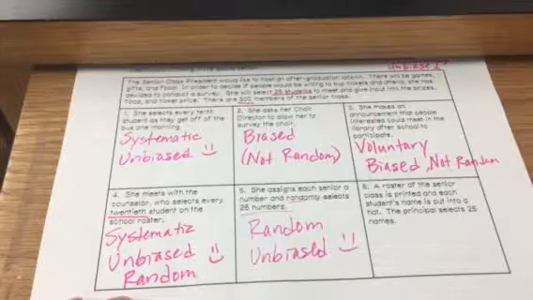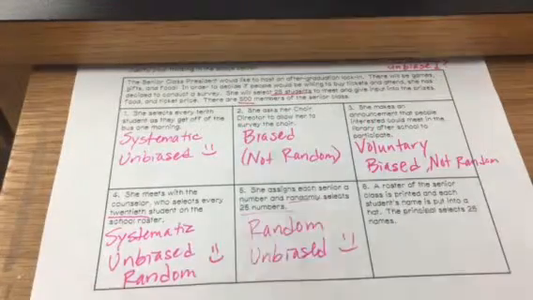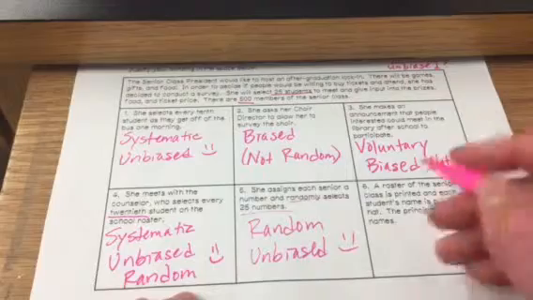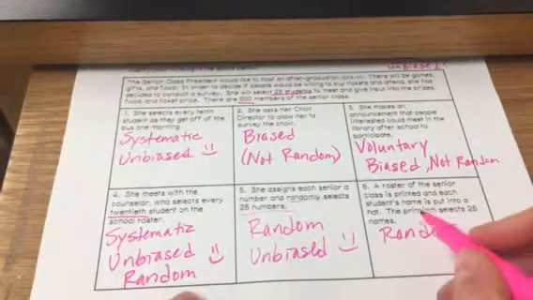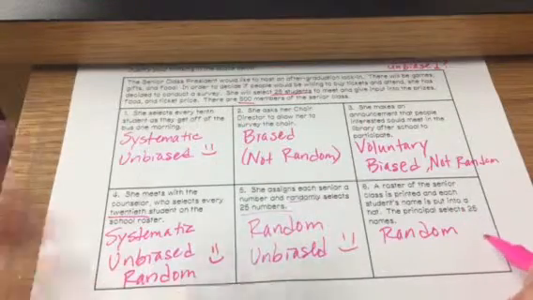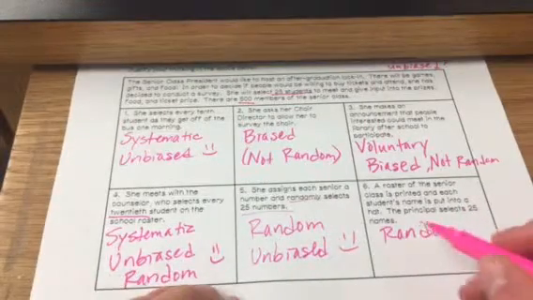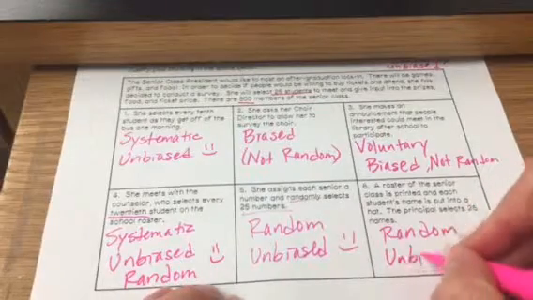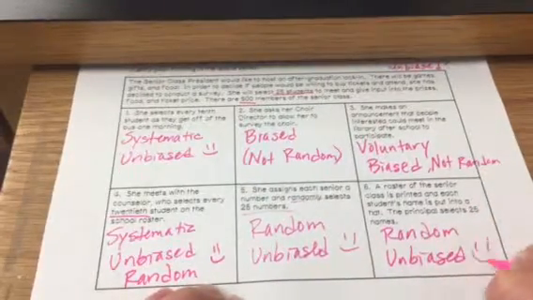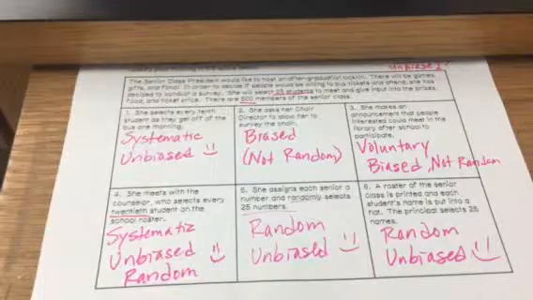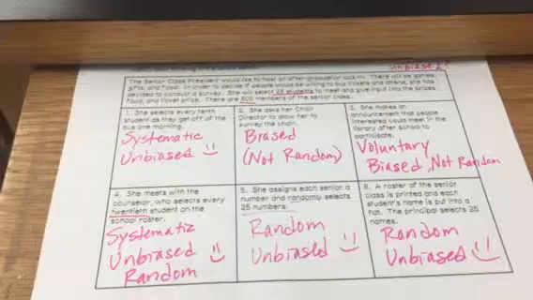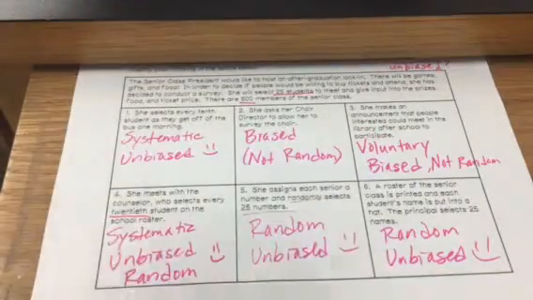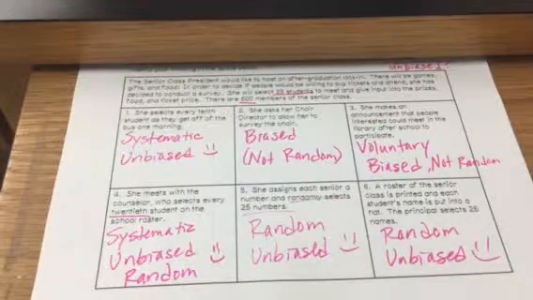And then a roster of the senior class is printed and each student name is put into a hat. The principal selects 25. Again, that is definitely a random sample, because I'm assuming he or she is closing their eyes and picking 25 names. They don't know what the names will be. They're just picking 25 of them at random. So that is also unbiased. That would be a good representation of those 25 students. You're probably going to get maybe some athletes, some in the choir, some in the band, some who don't do any sports, some who take art, who are into photography. So I think that would give you a good sample.